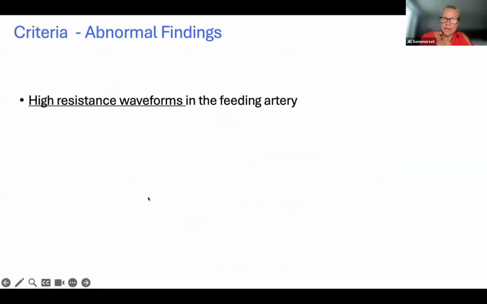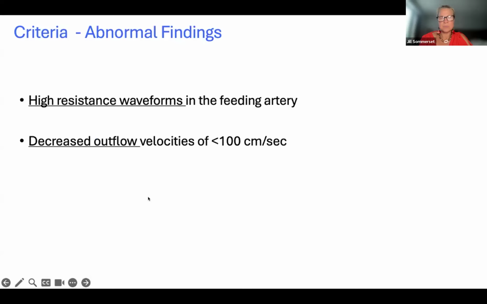So some abnormal findings: again, if you place the probe in the subclavian or brachial artery and you see a high resistant waveform with no end diastolic flow, you know that the fistula is likely thrombosed or occluded, or it's down, or it's impending failure.